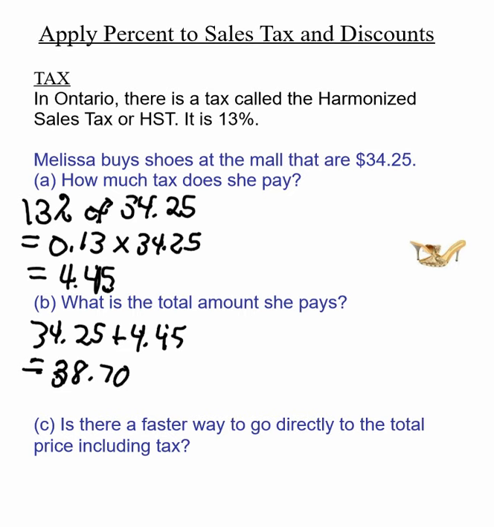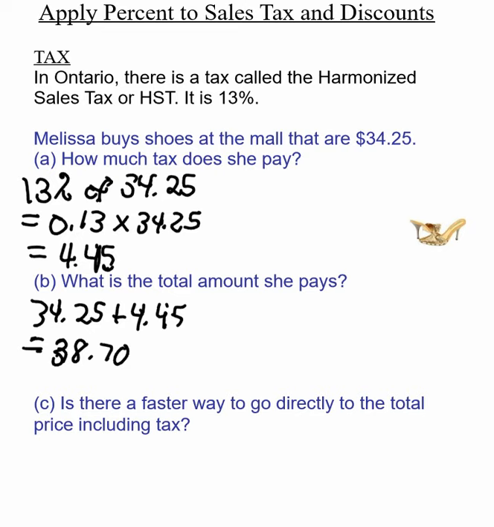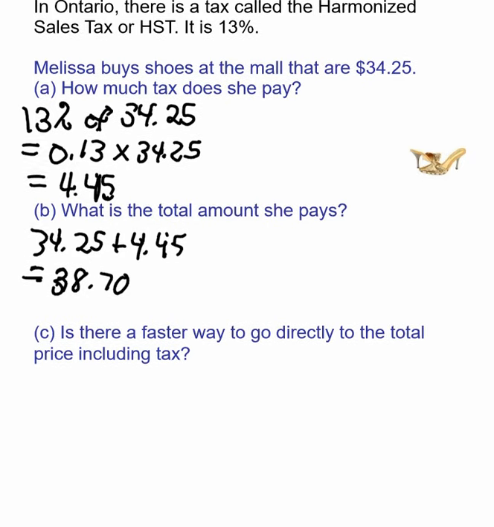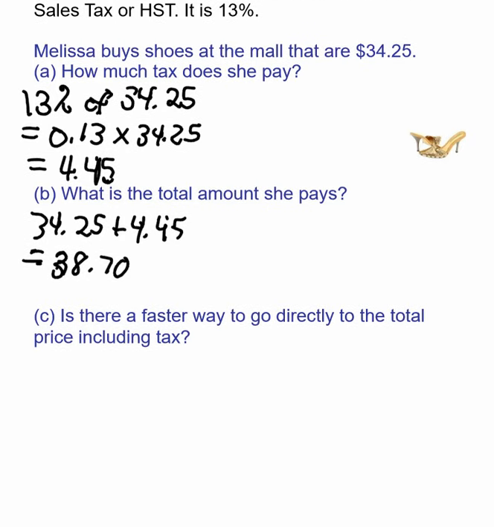Now, depending on what the question asks, you can approach this in a different way if you would like. So if the question asks you for the tax and then the total amount, you have to do exactly what was just shown here. However, if the question just says, what's the total price? It doesn't say what's the tax and then what's the total price. It just says what's the total price.